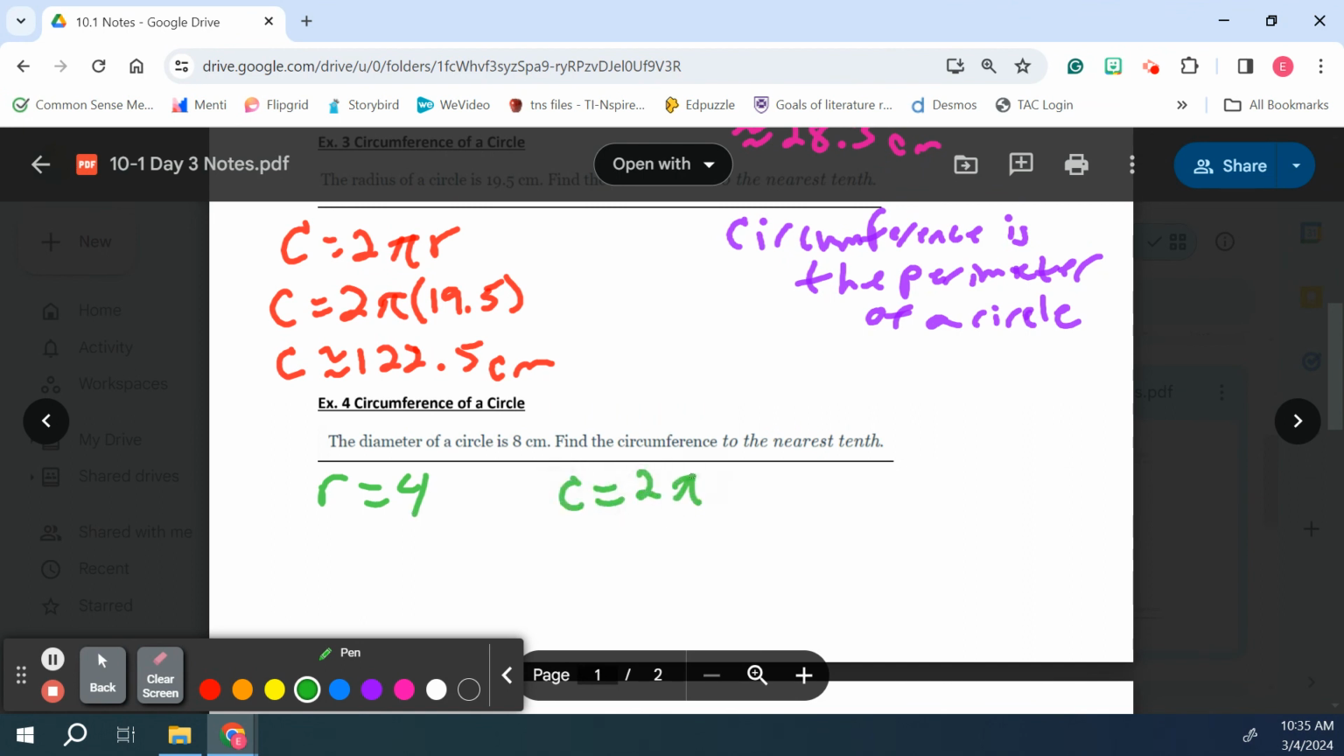So this will be 2 times pi times 4. And it says round to the tenth. Someone tell me approximately what this equals. Did you do 2 times pi times 4? There you go, 25.1. Remember, this is like a perimeter, so that is in centimeters. Questions on that?